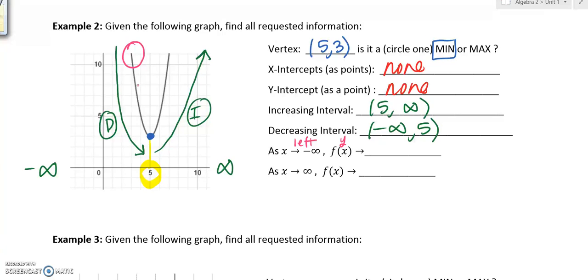Okay, that's all you're thinking. In your mind, you probably were thinking, oh, it's going up, right? That's where I circled. But we don't write the word up. We're going to go ahead and use positive infinity.